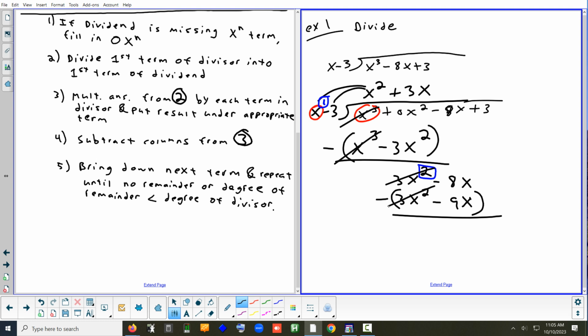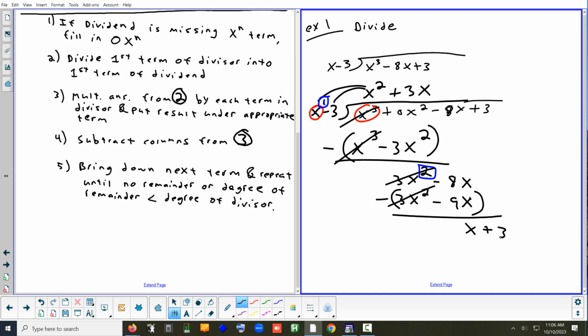Rory, what about negative 8x minus negative 9x? Negative 17x. Well, if it was negative 8x plus negative 9x, that'd be negative 17x. Oh, okay. Negative 1x. So negative 8x plus 9x, just 1x, right? Because that minus a minus becomes a plus. Bring down the next term.